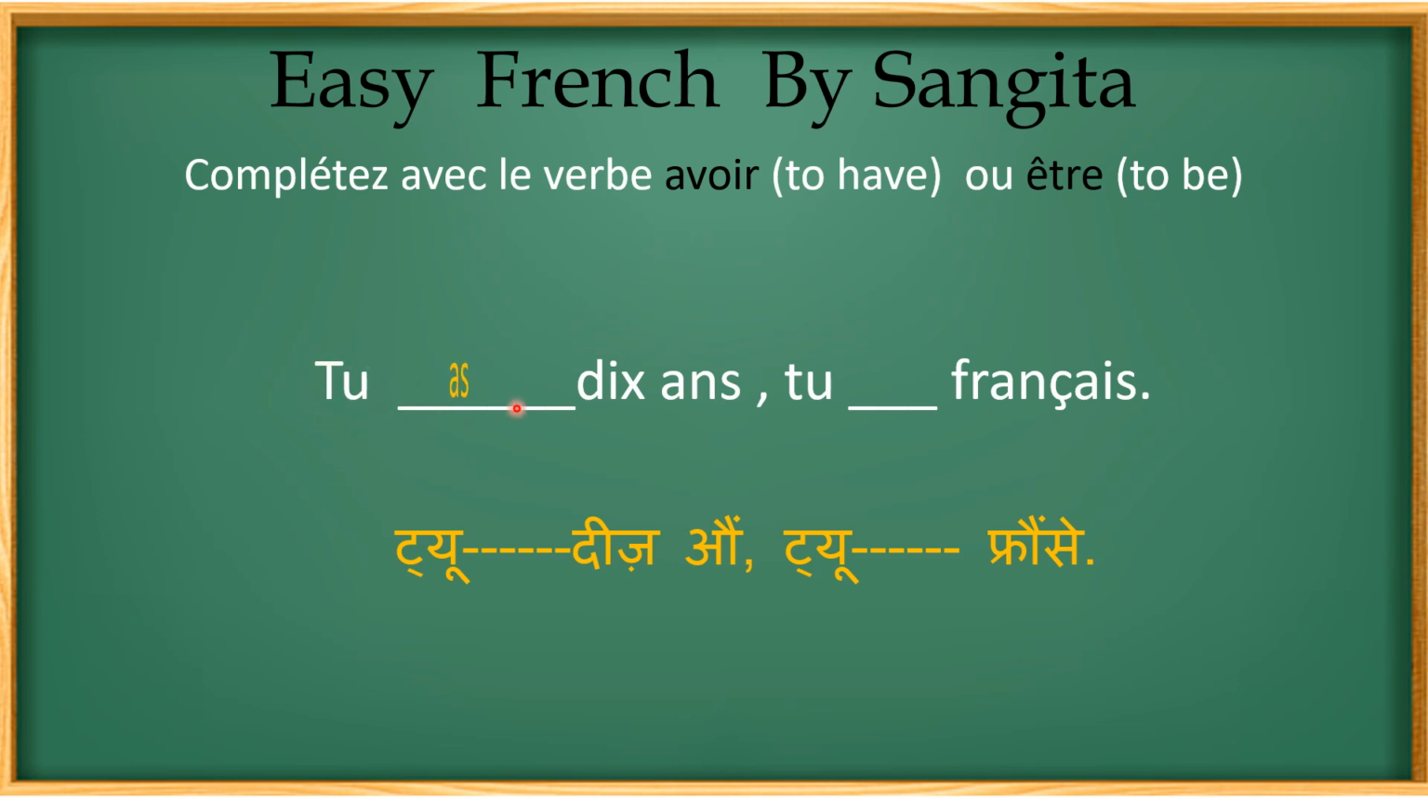Then tu dash français means you are a French person. So être conjugation again in the tu form. So tu as dix ans, tu es français. Okay, it means you are ten years old and you are French, meaning a citizen.